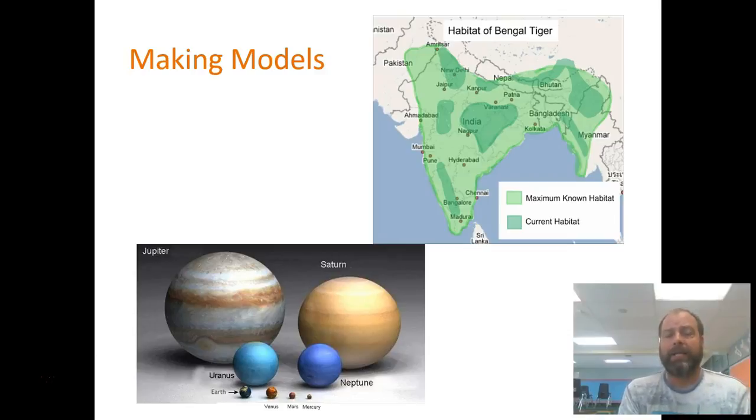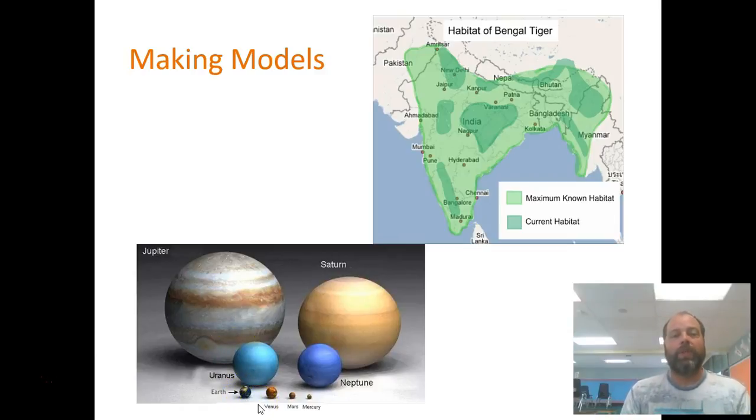A scale model is proportional to its original size. So you see 2 models here, a model of India, as well as models of Jupiter and all the planets right here. And you notice Jupiter is to scale. Look how big that is compared to Earth. That is a scale model.